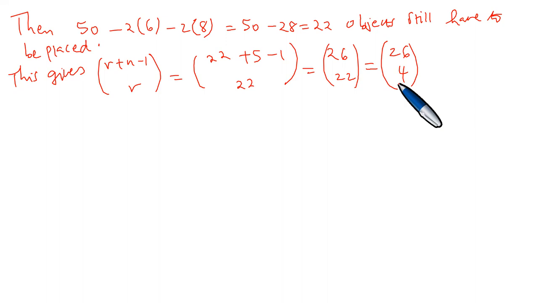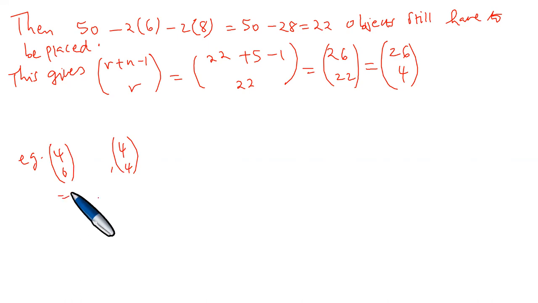How do we know this? Because there are a couple of examples where these binomial coefficients become the same, like 4 choose 0 is the same as 4 choose 4, because this one is 1 and this one is 1. 4 choose 2, you can compare it with 4 choose 3.